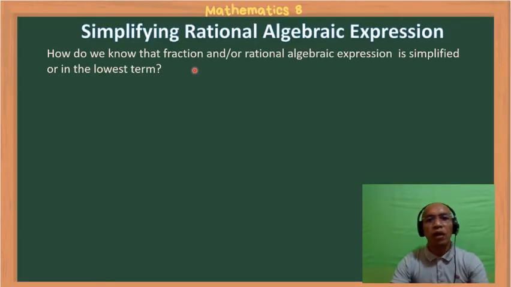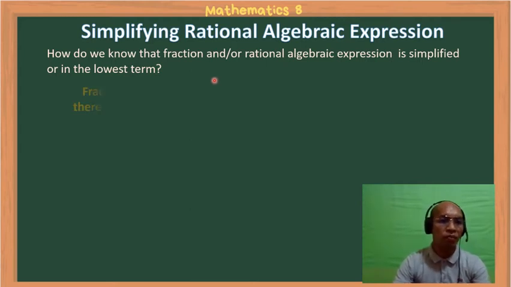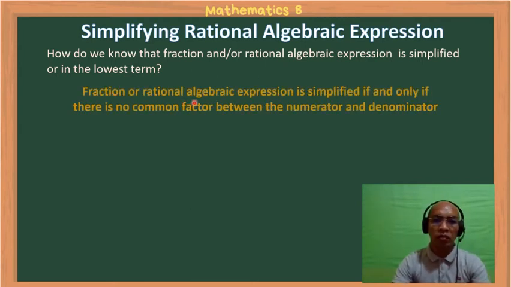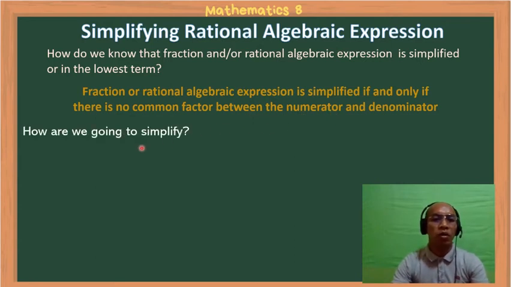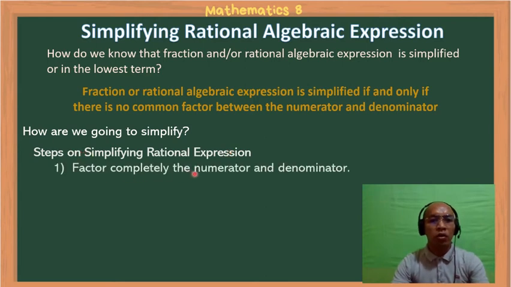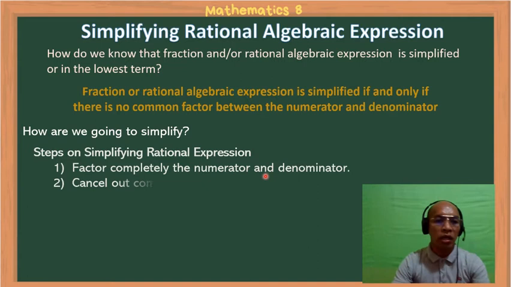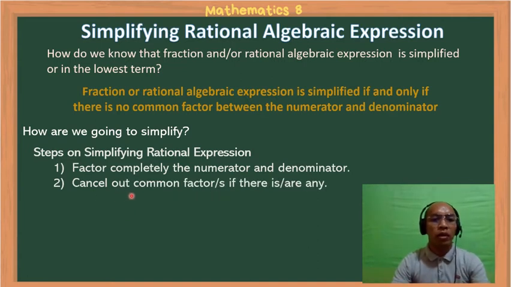How do we know that a fraction or a rational algebraic expression is simplified or in lowest terms? A fraction or rational algebraic expression is simplified if and only if there is no common factor between the numerator and denominator. So how are we going to simplify? Step number one, we are going to factor completely the numerator and denominator. Secondly, we are going to cancel out the common factors if there is or are any. Lastly, we are going to multiply the remaining factors.